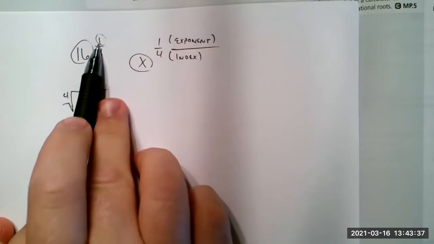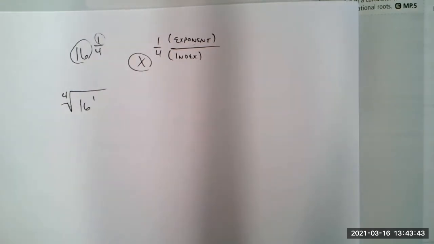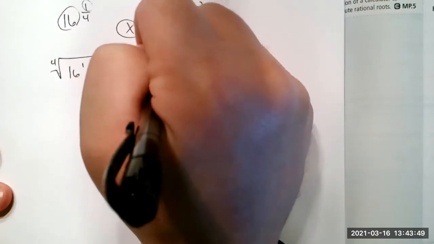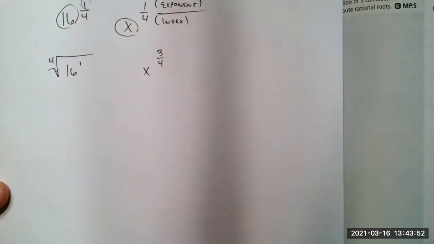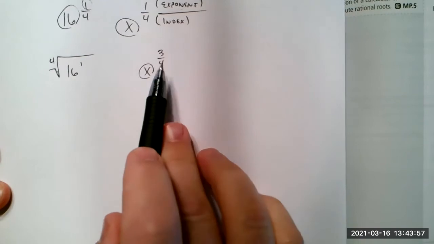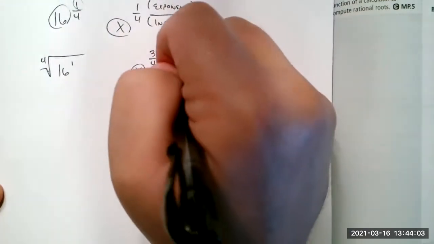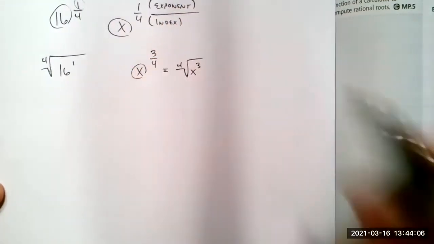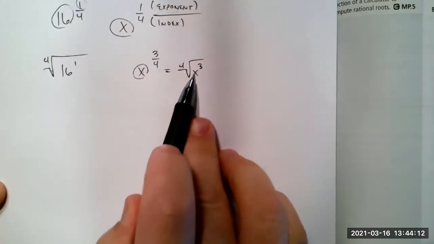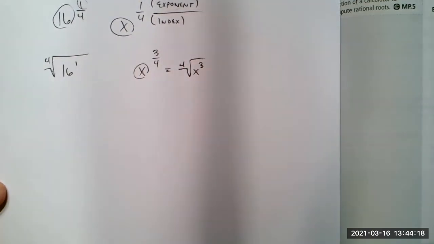So I could write 16 to the 1/4 as the fourth root of 16 to the first power. Okay, that's the way it works. Let me just make up another example here. X to the 3/4. Okay, remember that top number is my exponent. So it's my base's exponent. The bottom number is my index. So I can rewrite x to the 3/4 as the fourth root of x cubed. The top number is my exponent, so it's the exponent of that radicand. The bottom number is the index, so that's the number that goes on the outside, the root.